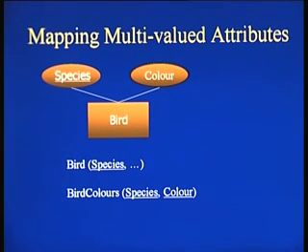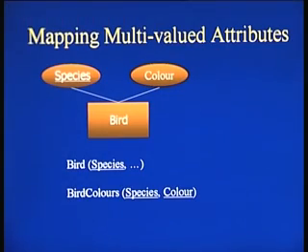Instead it is an attribute that can take on several values instead of one value, and the example the slide shows is that of a bird. A bird has a multi-valued attribute called color. So what is the color of this bird? A bird could have several colors, it need not have just one color. And of course there is a primary key called species which identifies each bird uniquely.